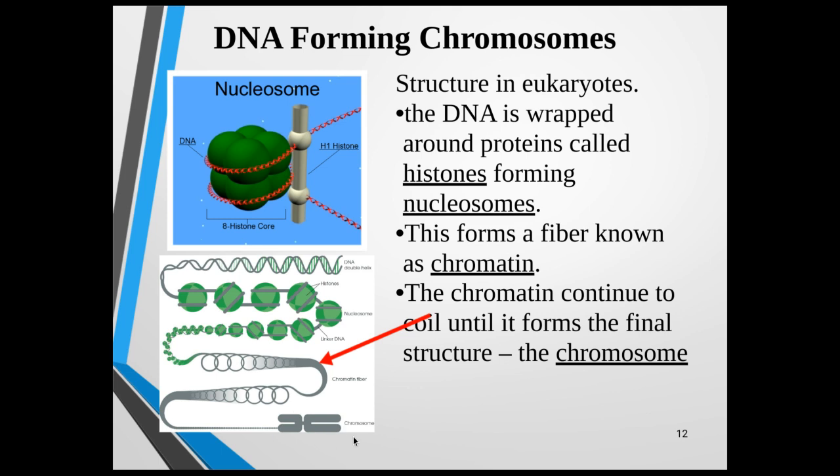The only time that you will see this X chromosome structure is during the cell cycle during mitosis, when the cell is getting ready to split into two. Outside of that, it's usually loosened in this chromatin form.